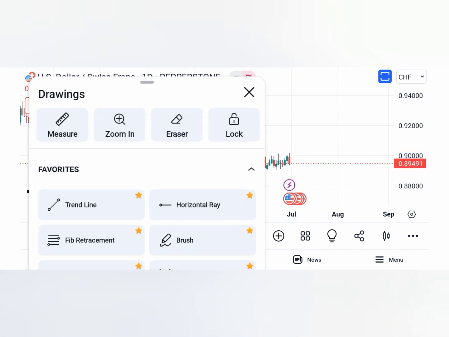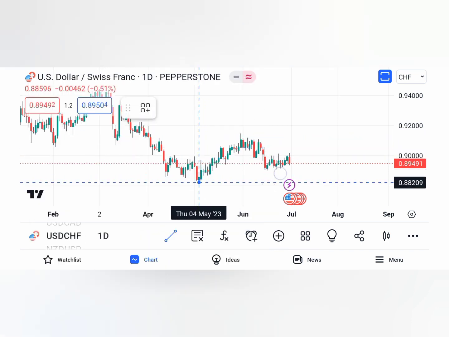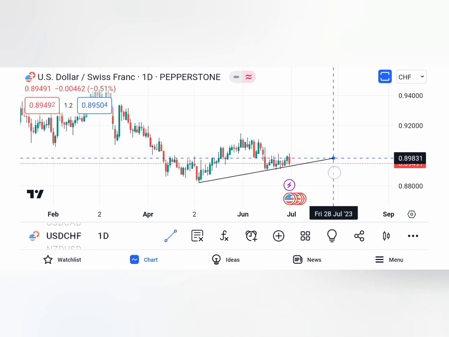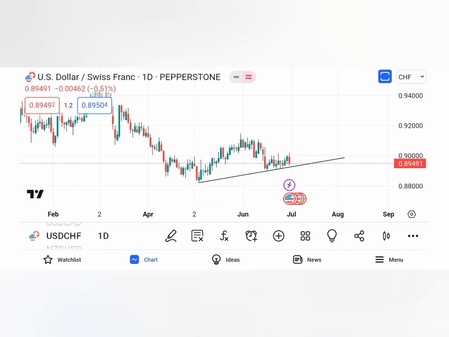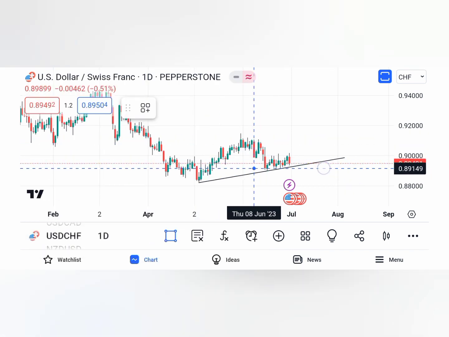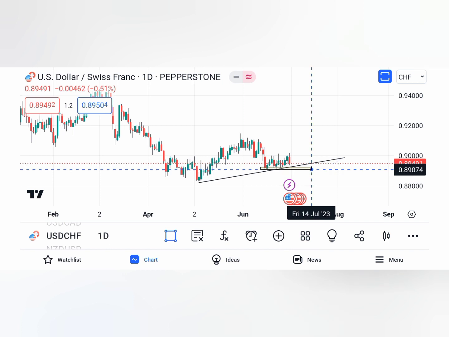So we can also spot a trend line here. We can have a trend line here and have a zone here also. We can also have a nice zone here at this very point.